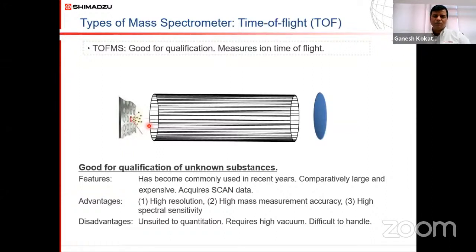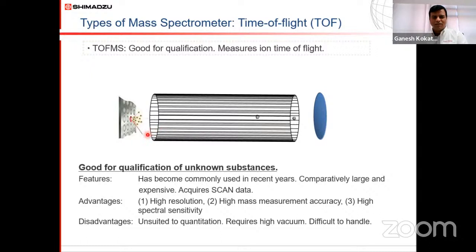Now, talking about time of flight, we call it TOF. What TOF does is measure the time taken for the ion to travel from the start of this tube to the end of this tube, towards the detector. It's comparatively large, as you see in the MS, but it is useful to scan the data. The advantage is high resolution, and high spectral sensitivity is also there. But the main disadvantage is that quantification is not possible with the help of TOF.